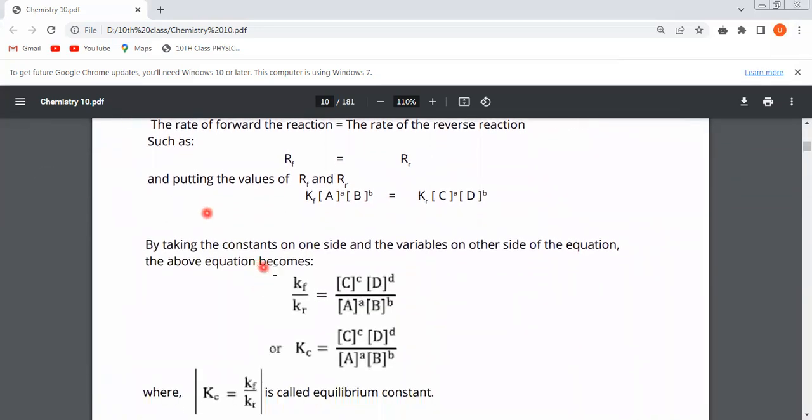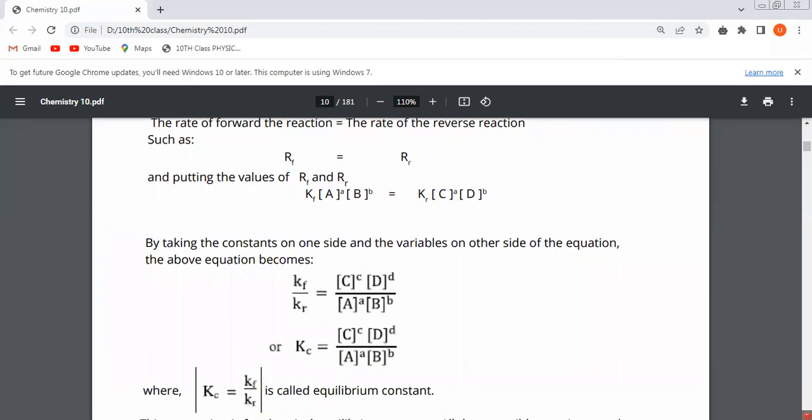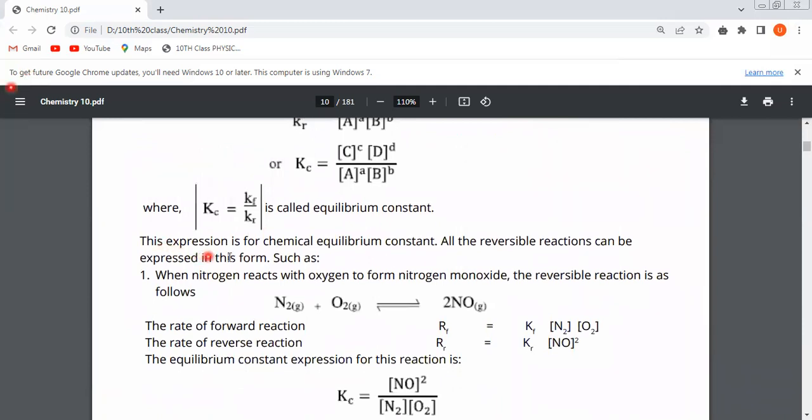By taking the constants on one side and the variables on the other side of the equation, the above equation becomes KF over KR equal to [C]^c [D]^d over [A]^a [B]^b. KC is equal to [C]^c [D]^d over [A]^a [B]^b, and KC is equal to KF over KR. It is called the chemical equilibrium constant. This expression is for the chemical equilibrium constant.